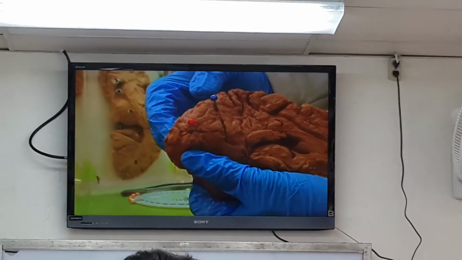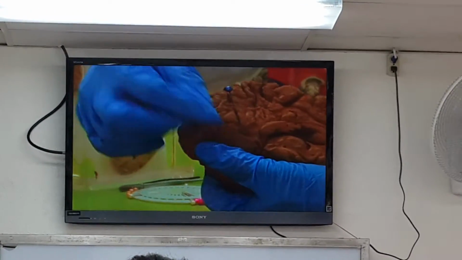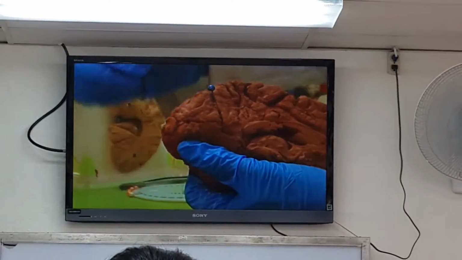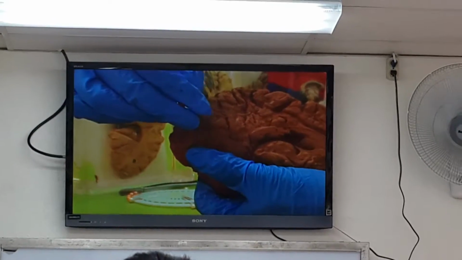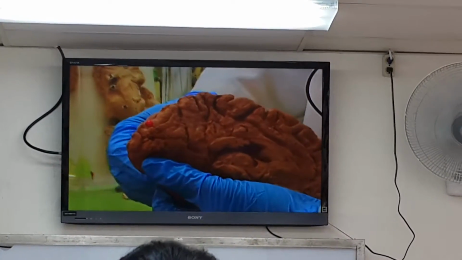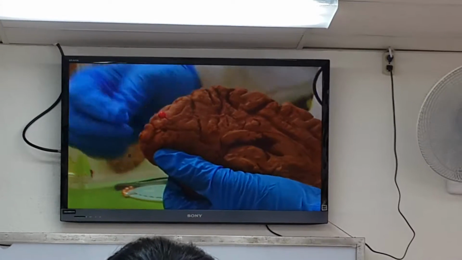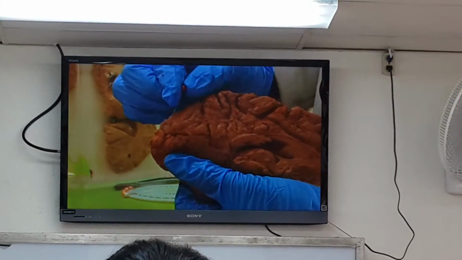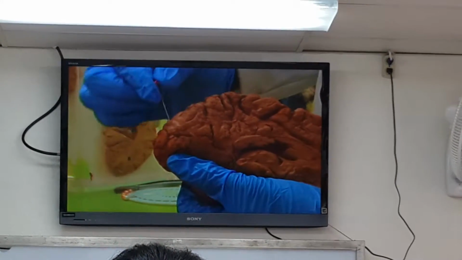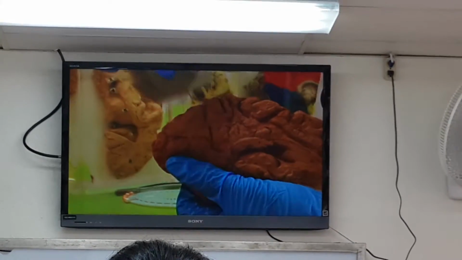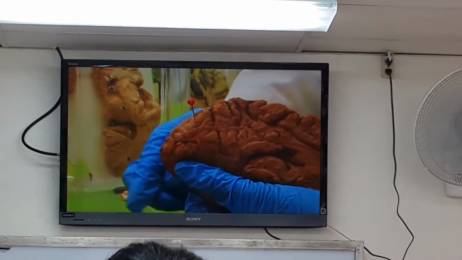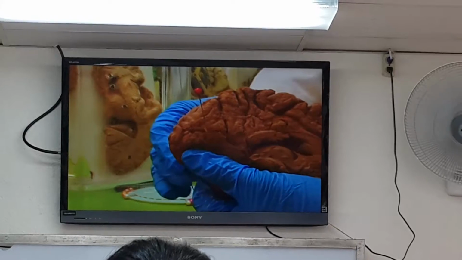Which one is which? Okay. The blue one is the parieto-occipital sulcus. And here, this is the calcarine sulcus. Now this triangular-shaped area between the two sulci, the calcarine sulcus and the parieto-occipital sulcus, this gyrus is called the cuneus gyrus.